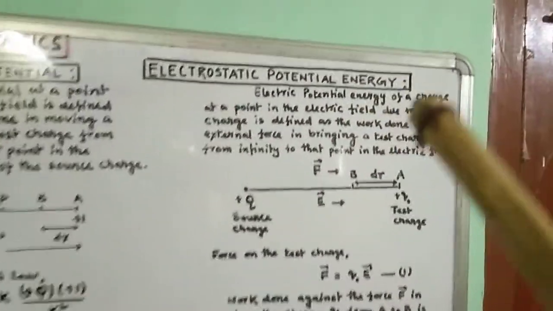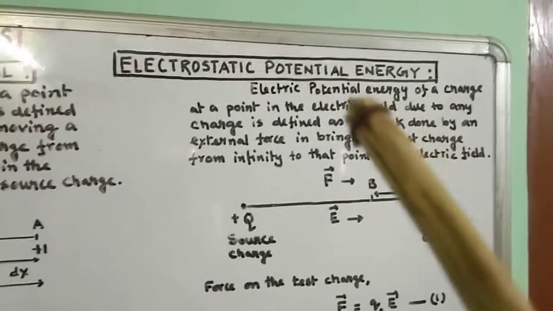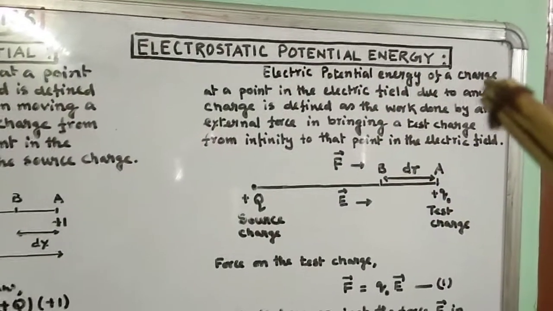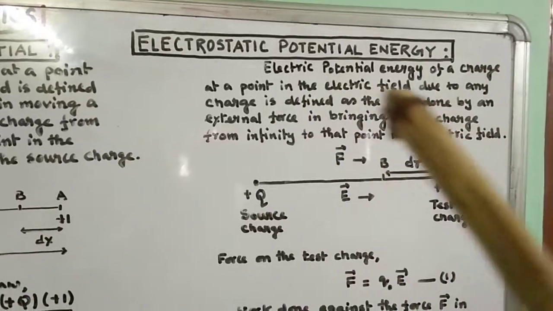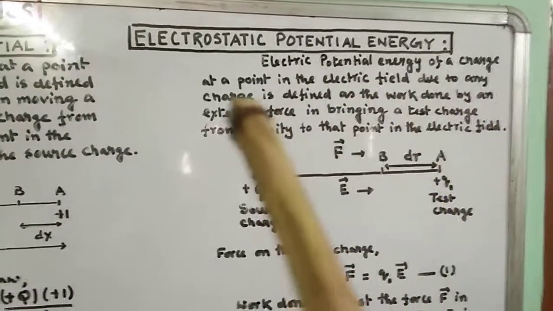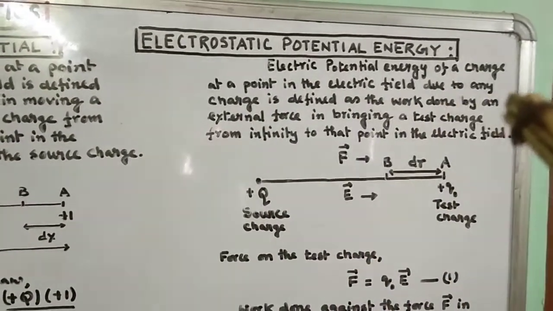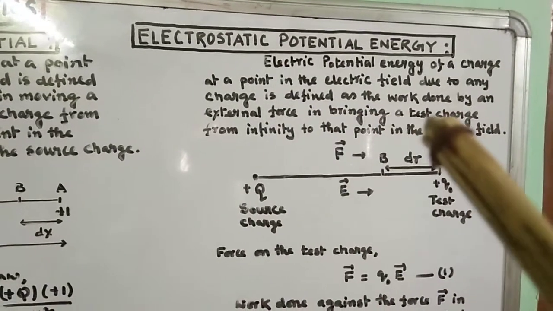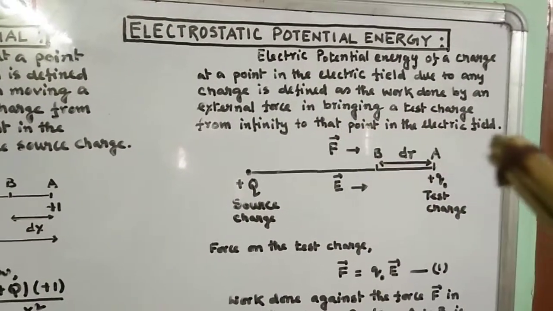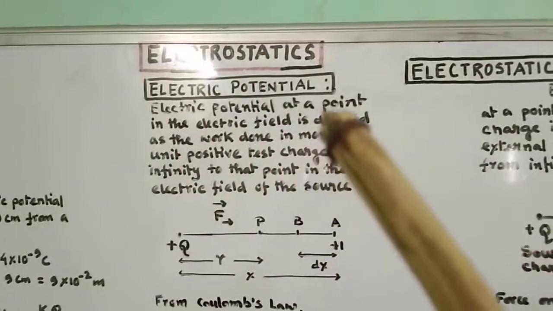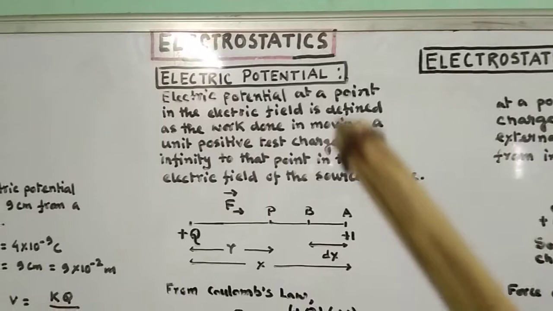Again I am repeating, it says that the electrostatic potential energy, the definition is: the electric potential energy of a charge, this charge is your test charge, at a point in the electric field due to any charge, this is your source charge, is defined as the work done by an external force in bringing a test charge from infinity to that point in the electric field. Now for electric potential, you have to replace that test charge by unit positive charge, and the rest is the same.